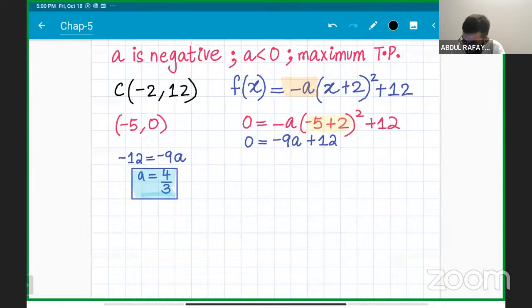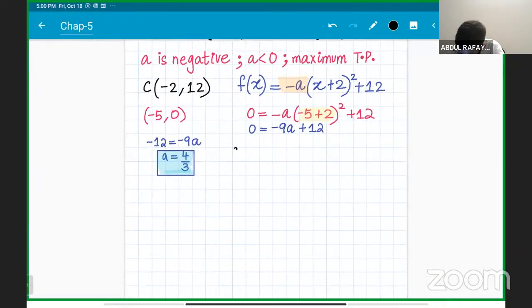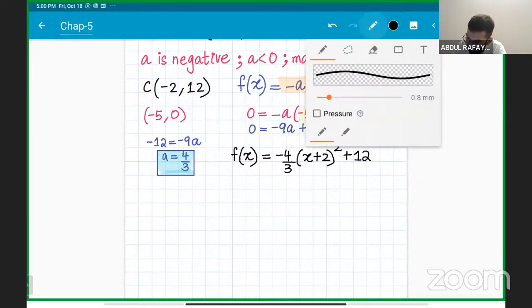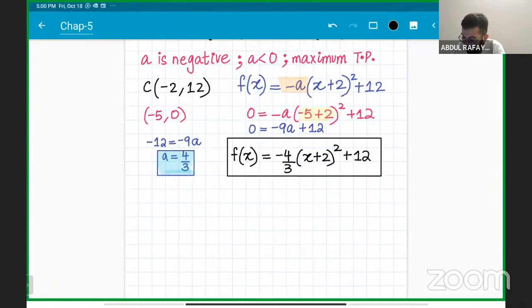So here we go. It will be very simple. You can give the answer in the form of -4 over 3 times (x plus 2) whole squared plus 12. You can give the answer in this form, students: minus 4 over 3 (x plus 2) squared plus 12. Or you can expand the whole expression.